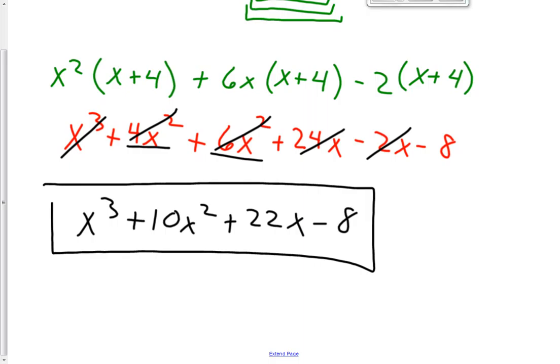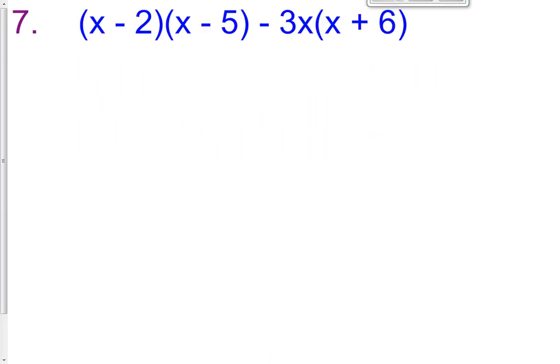Okay, let's jump one more level of difficulty here. Now we're going to have two different multiplying operations happening here. We have a binomial times a binomial, which we're going to FOIL. And then we have a negative 3x times a binomial, in which case we're going to distribute.